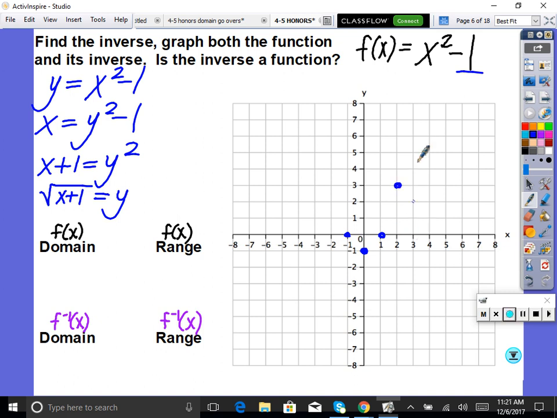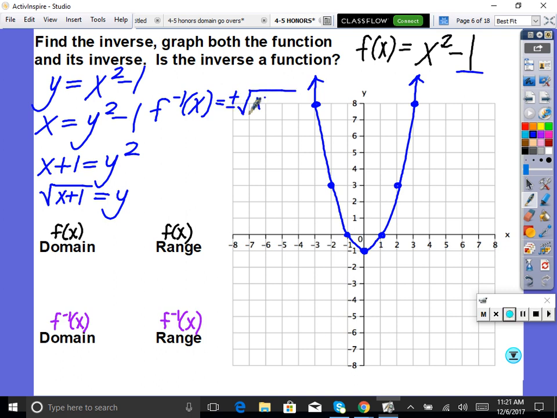And then plug in 3, what would we get? Okay, good. So now look at this quadratic. Well, this needs to have a plus or minus then, because we have both the positive half and the negative half. Or think about it, when solving, with dealing with square roots, we need plus or minus. So the final answer is f inverse of x will be equal to plus and minus the square root of x plus 1. So there's our inverse.